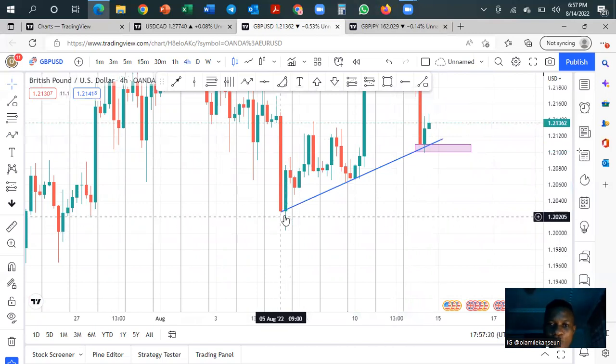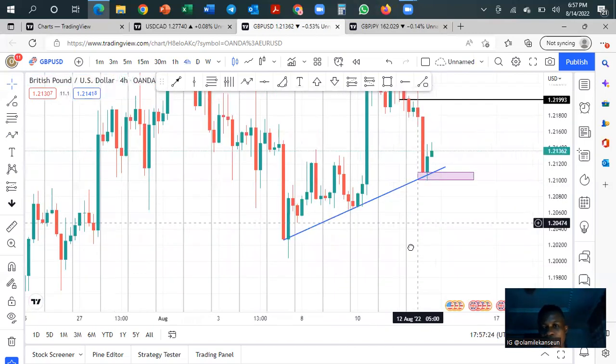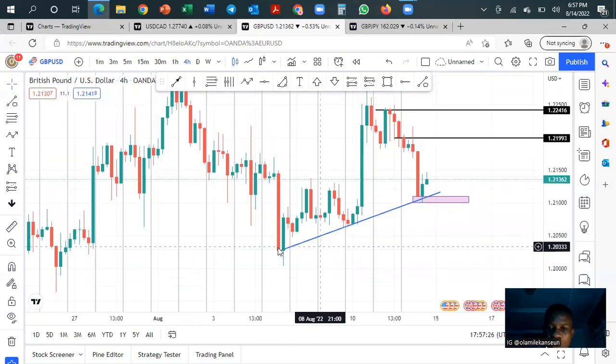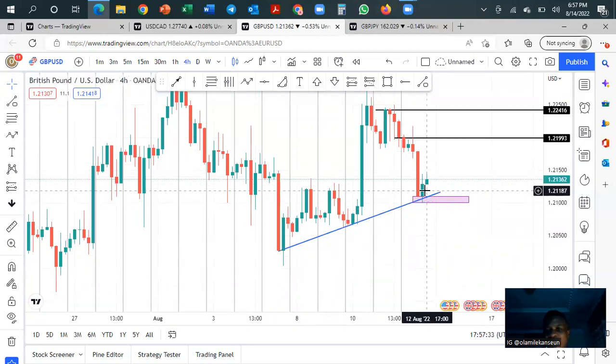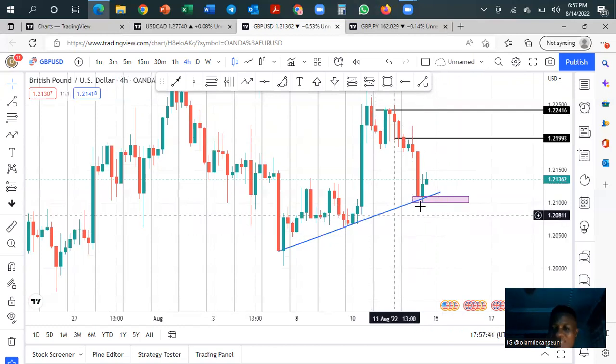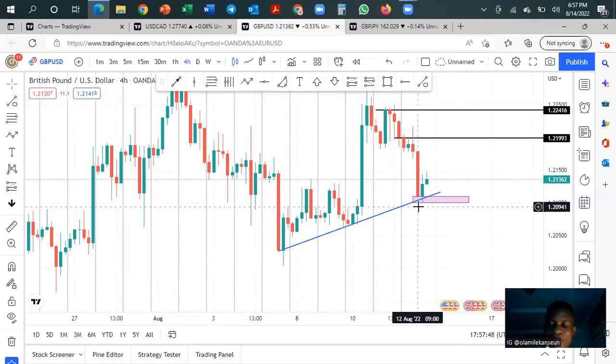here is your first touch, and here is your second touch, right? So on the 4 hour time frame, you can see that the market is trying to do something presently. The market is trying to respect this trend line, right? The market is about to respect this trend line, but that is not what I have for you guys today.